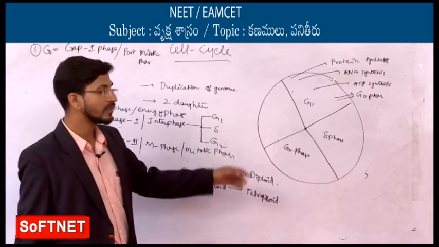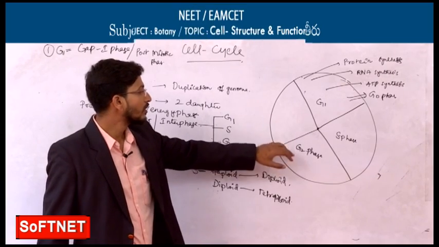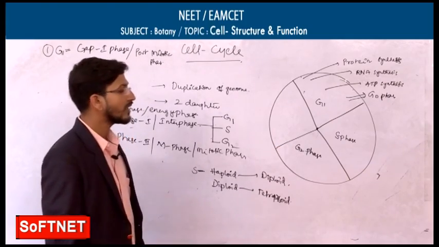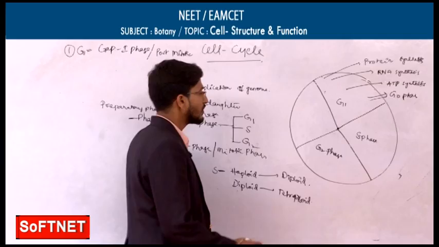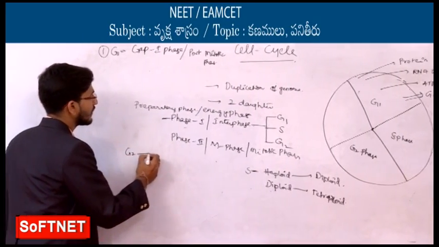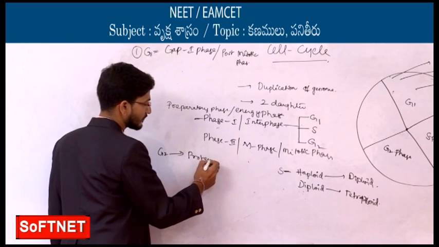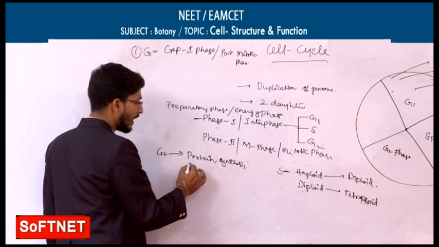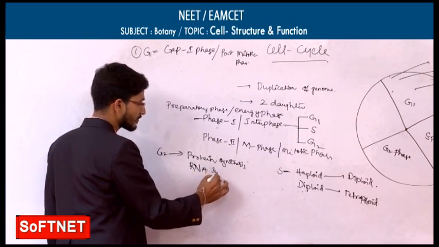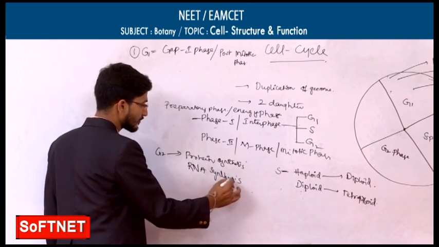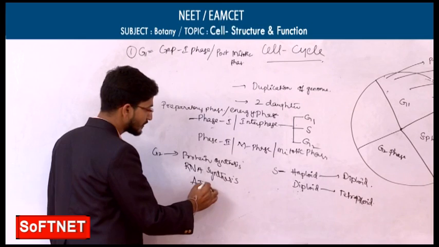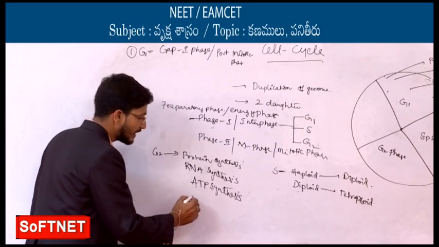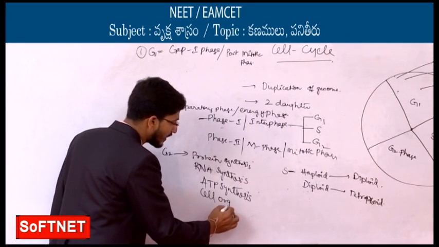The G2 phase is also known as the pre-mitotic phase. Why? Because after this, the mitotic phase comes. That's why this phase is known as the G2 phase. What are the events taking place in the G2 phase? In G2 phase, generally protein synthesis, RNA synthesis and also ATP synthesis take place, and also cell organelles duplication takes place.